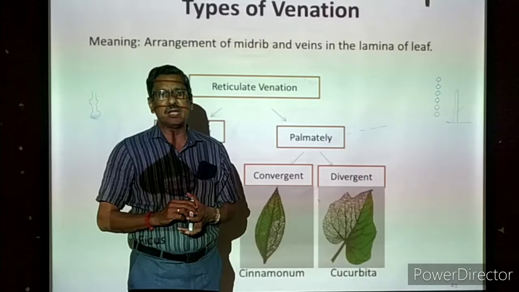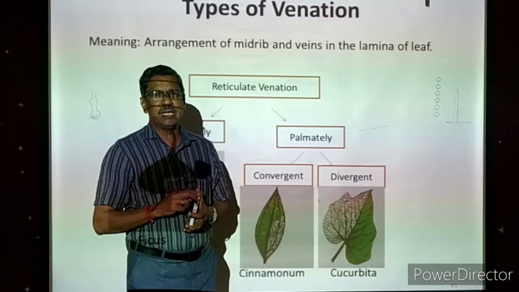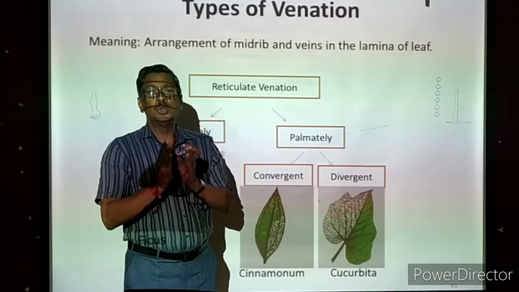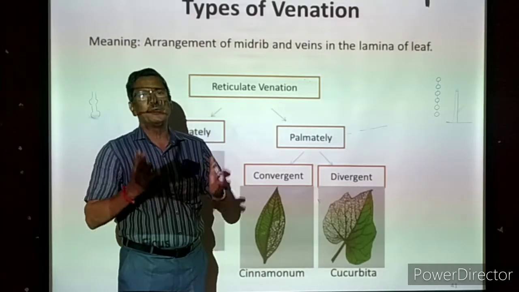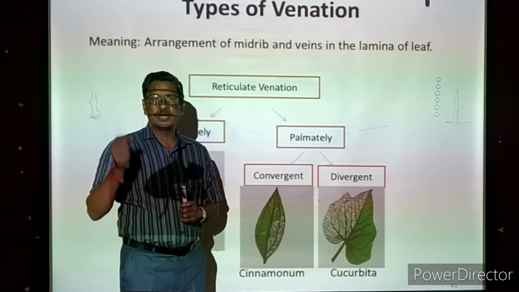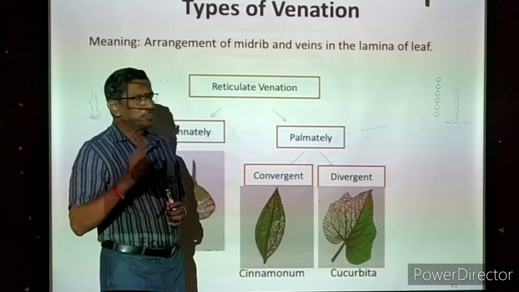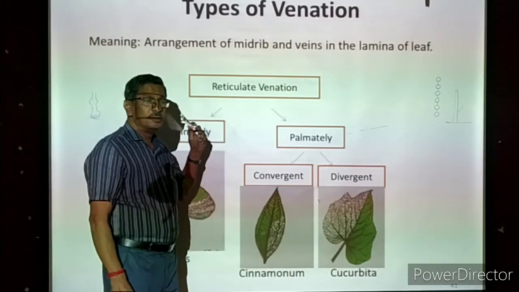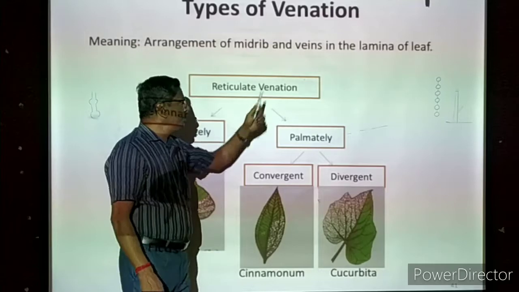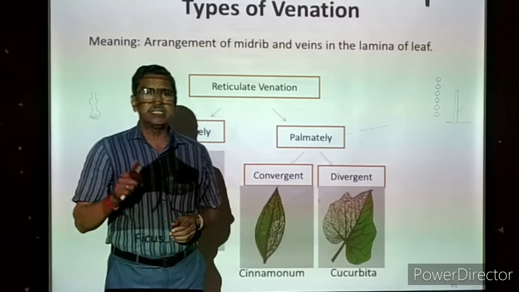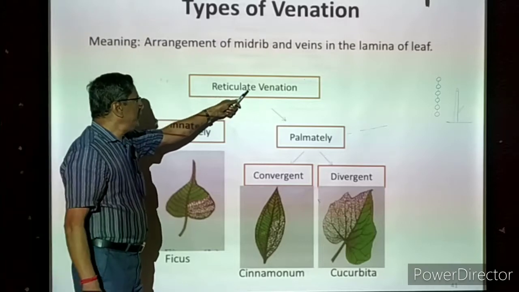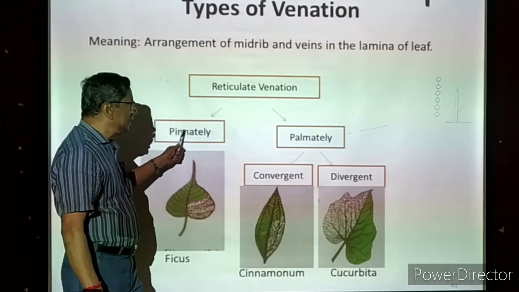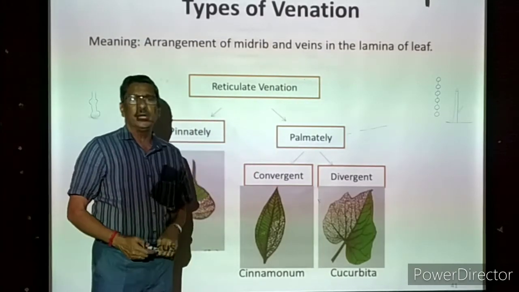Already I told you what dicots are. The plants produce seeds, but in each seed, two cotyledons will be present. The two cotyledons are storing food material. So such seeds are called dicot seeds. The plants which are producing such seeds are called dicot plants. So the reticulate venation is always seen only in dicot plants. Now the reticulate venations are of two types: pinnately reticulate venation and palmately reticulate venation.